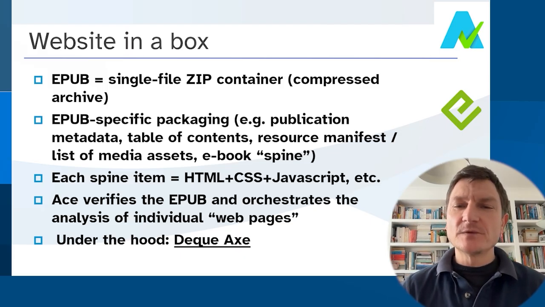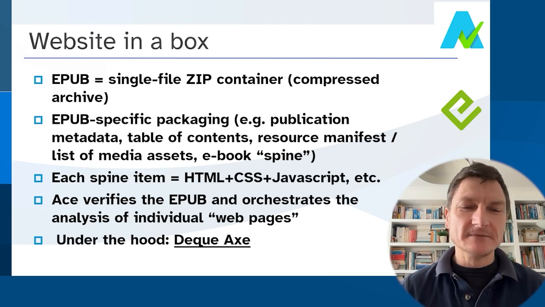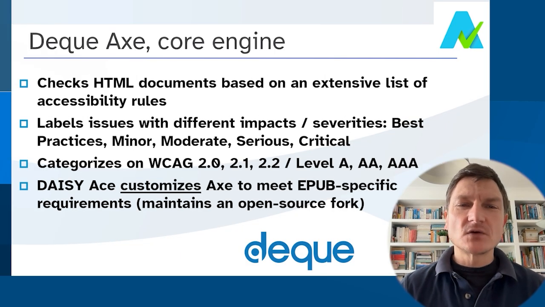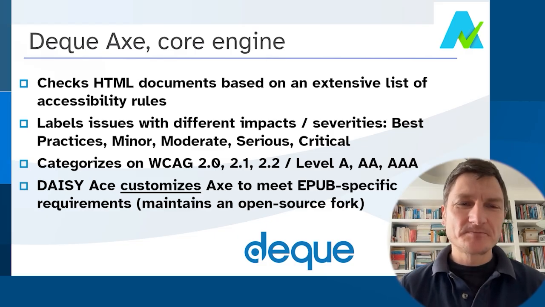Under the hood, this is performed by another open-source tool called AXE, A-X-E, created and maintained by an organization named DQ, D-E-Q-U-E. DQ-AXE is the core engine that checks HTML documents based on an extensive list of accessibility rules. The reported issues are labeled with different impact levels: best practices, minor, moderate, serious, or critical. Issues are also categorized on WCAG version 2.0, 2.1, 2.2 with their level A, AA, or AAA.